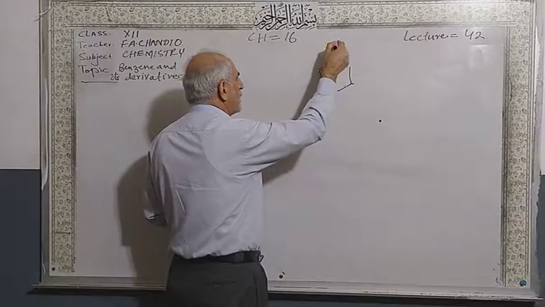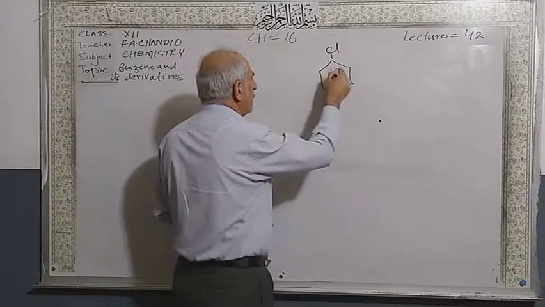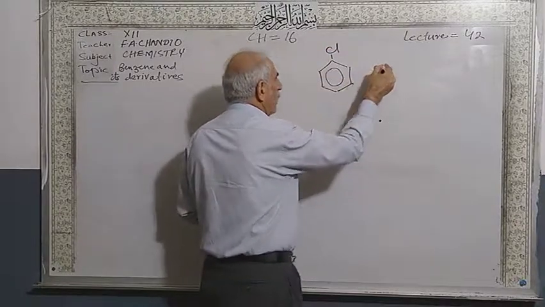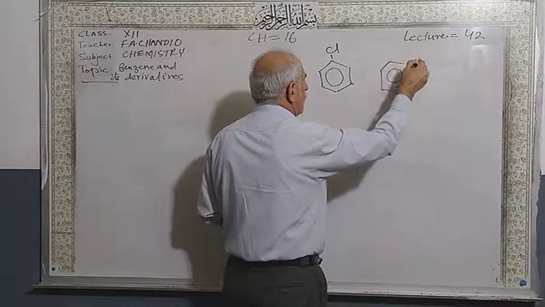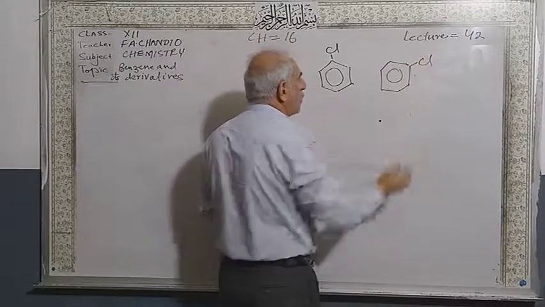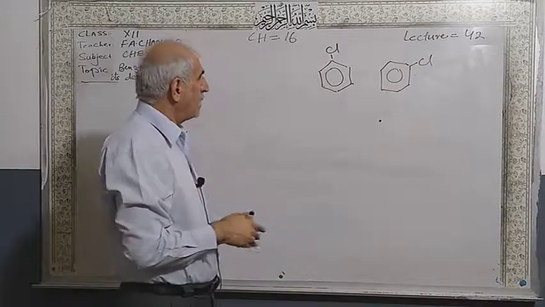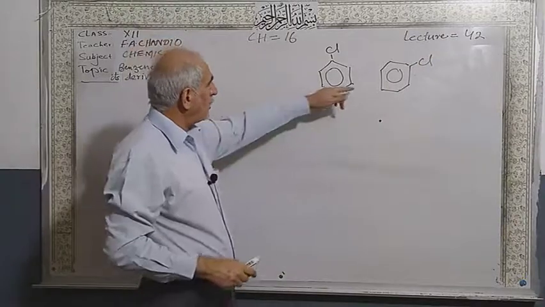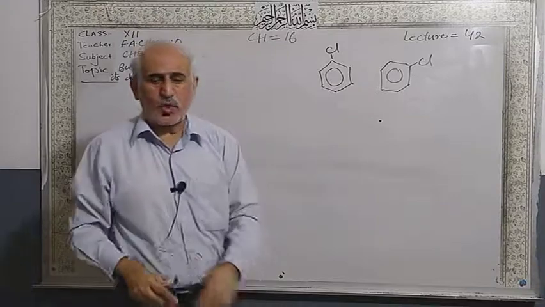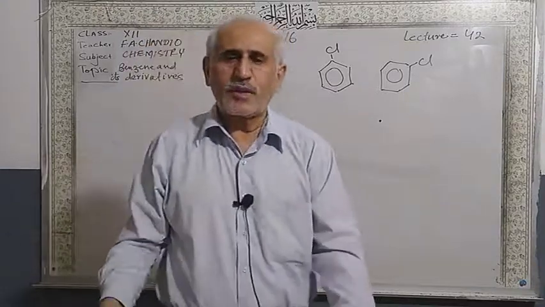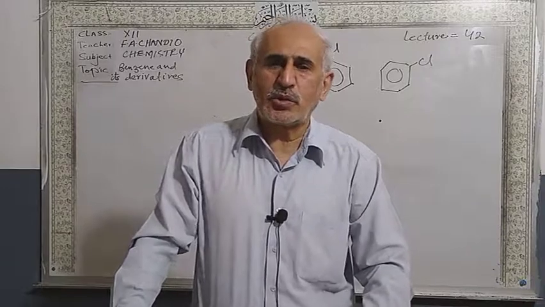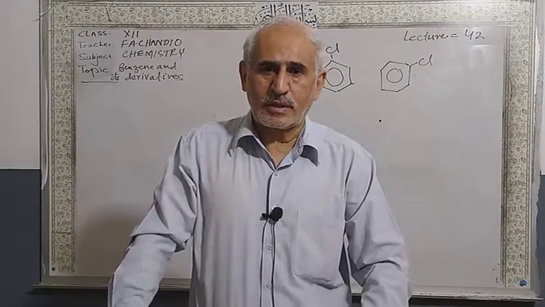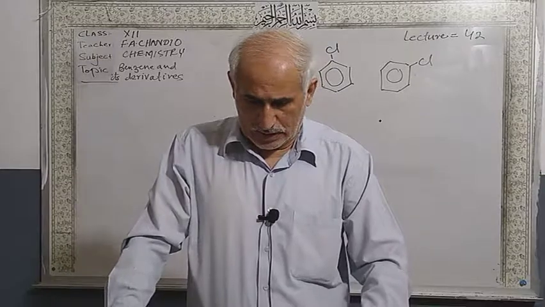If I put chlorine here, this is called chlorobenzene. And if I put it here, this is also called chlorobenzene. So all these positions are equivalent. This is the difference between alkenes and benzene, due to the delocalized structure, delocalization.